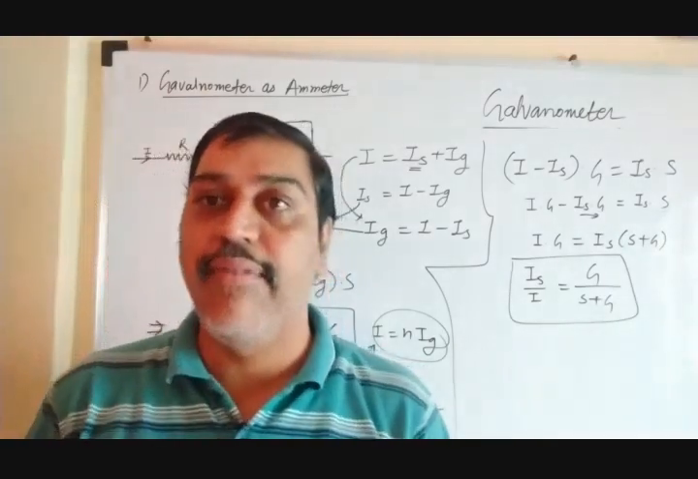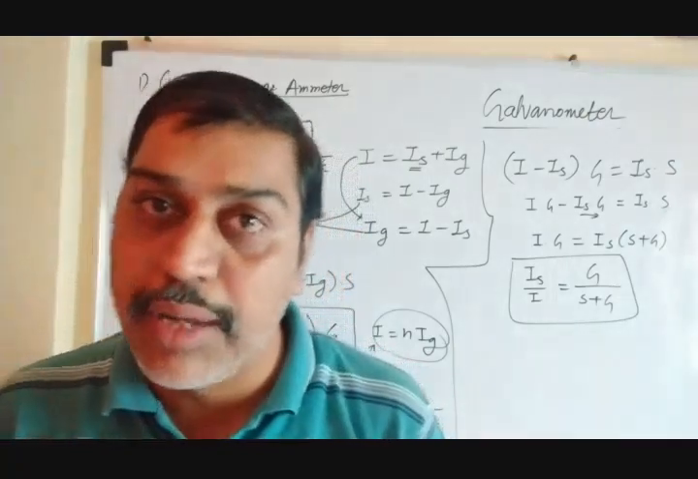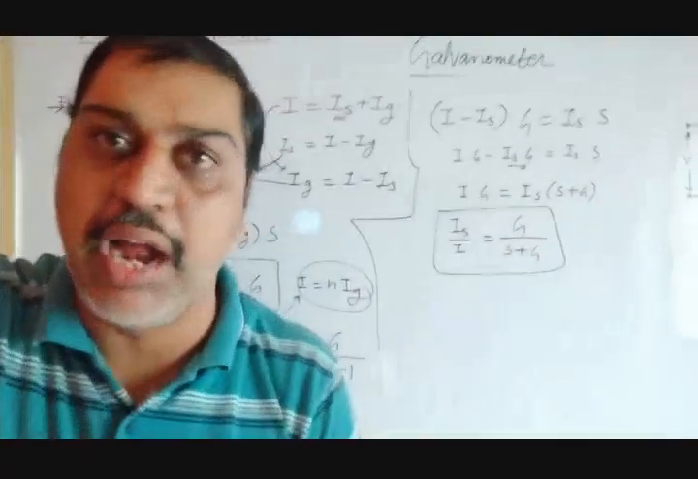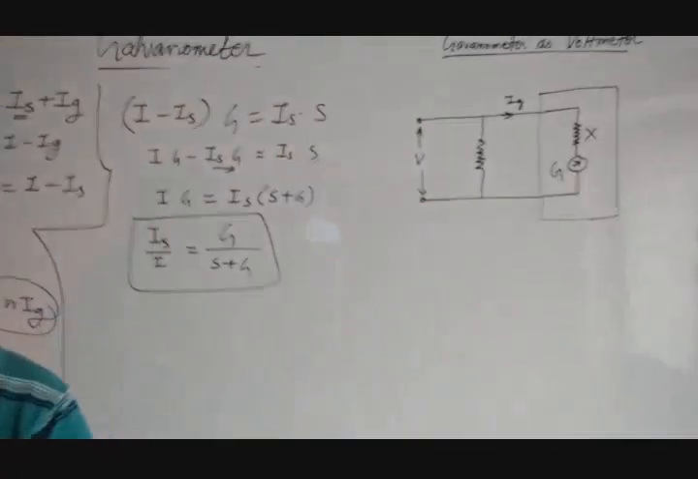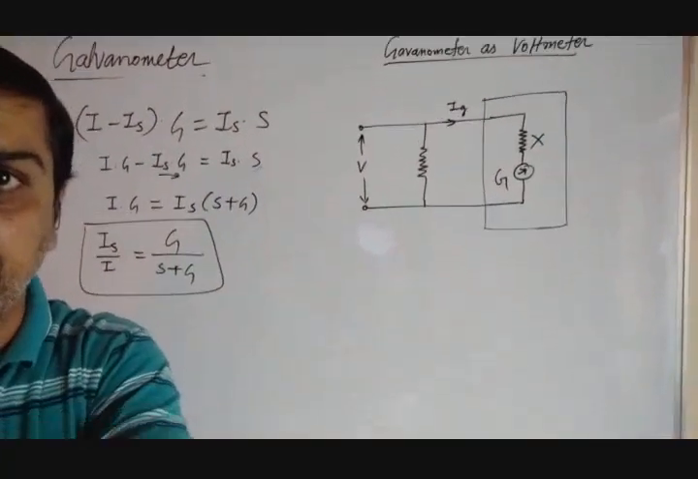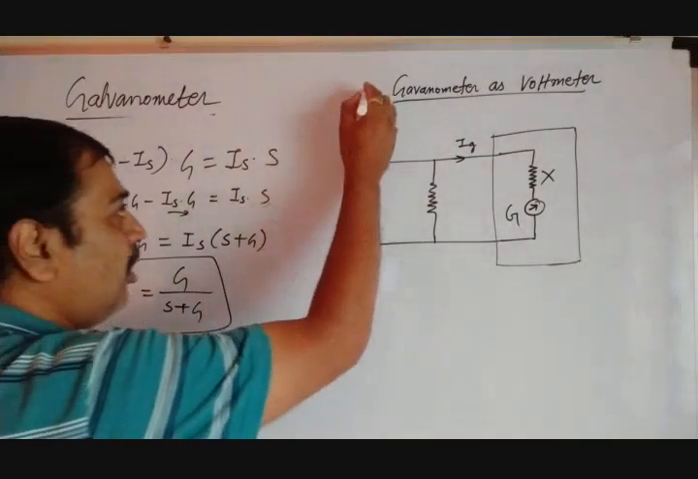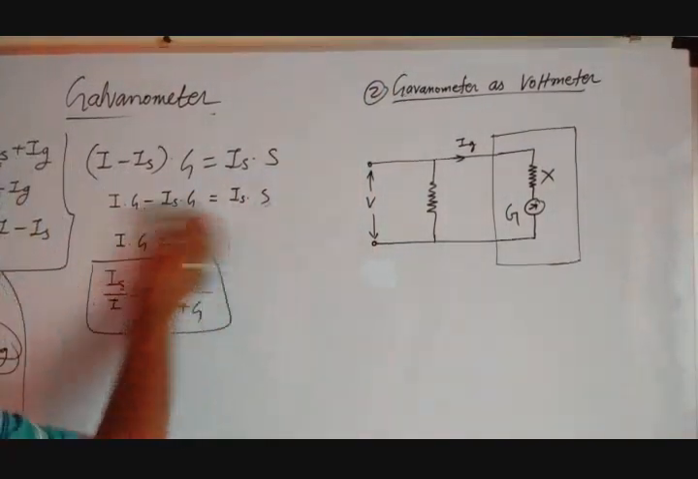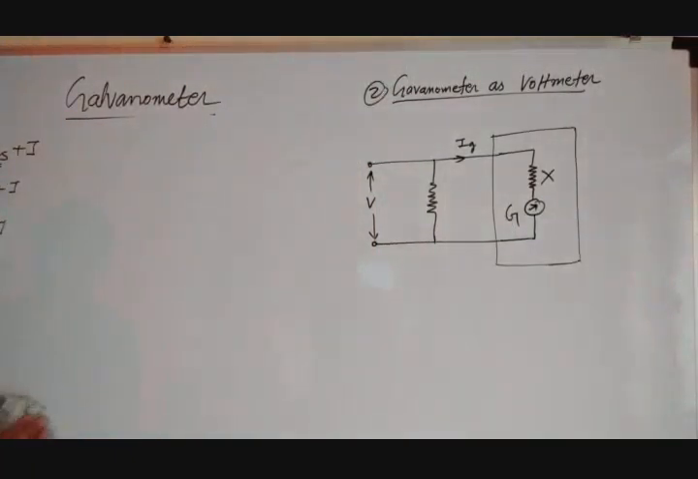Okay. In the same way, we have to see how we can convert a galvanometer into a voltmeter. To see this, let's go to a little bit different part of the blackboard. I have drawn the diagram already there. So let's move to that part. Here, there is a second application of the galvanometer, that is to measure the voltage, and the galvanometer is then said to be converted into a voltmeter. So let's start with this topic.